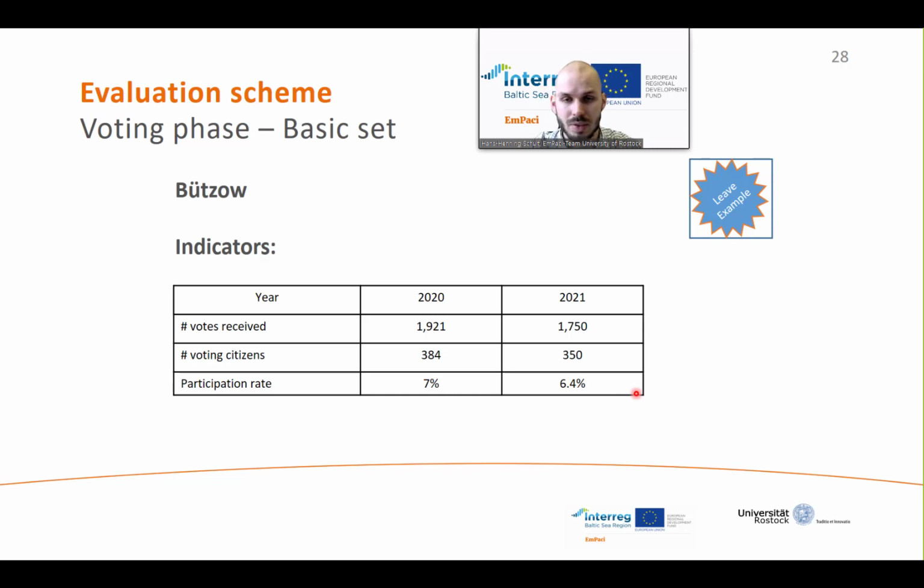The goal, which was very ambitious by Bützow, was to reach 10%. So when we talk about evaluation of effectiveness, we can say, yeah, it's good, but we don't reach our goal of 10% here.